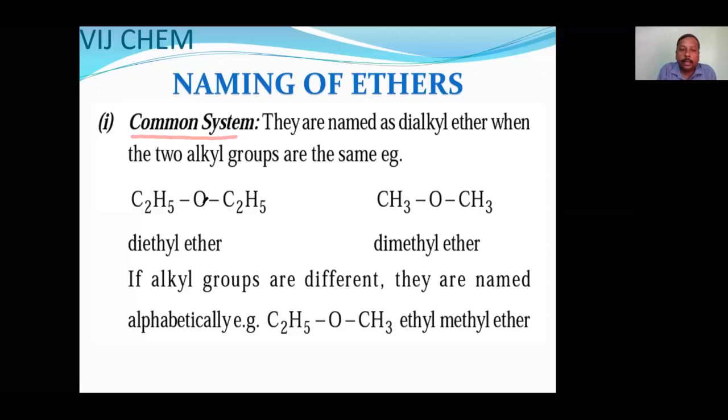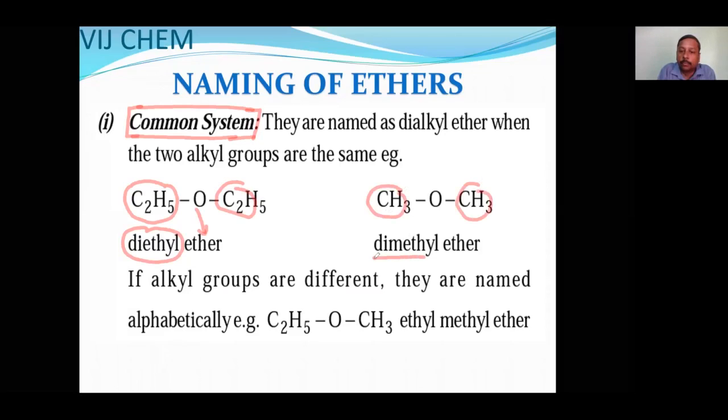Earlier they used to write like this. This is ethyl, this is also ethyl, so they wrote it altogether as diethyl, and this oxygen is written as ether. This is the common system, the old, obsolete system. Nowadays this system is not used, but don't take a risk, learn the previous system also. Here also methyl and methyl, so both are methyl, therefore dimethyl, and this oxygen is ether.